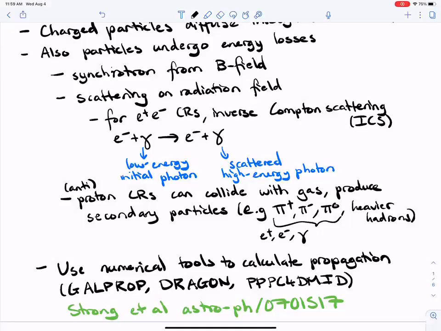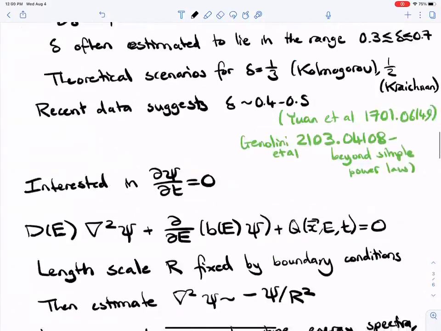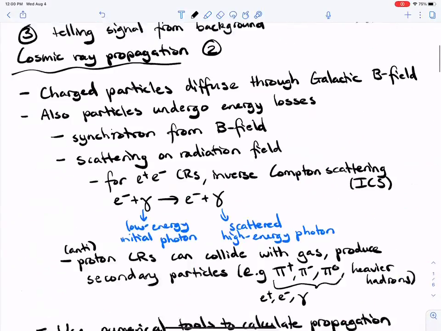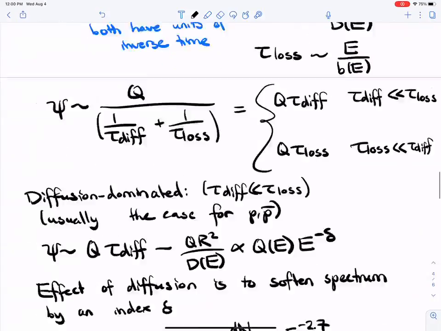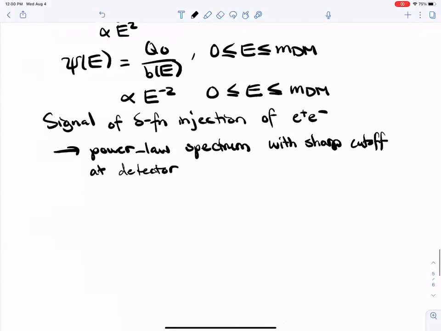So then we might want to say, okay, what is the spectrum of those secondary positrons going to look like? Now, rather than having Q of E be some injection from dark matter annihilation or decay, or some injection from supernovae, we can say that Q of E is the spectrum of the positrons produced by protons hitting the gas. So that's our new source of secondary particles.